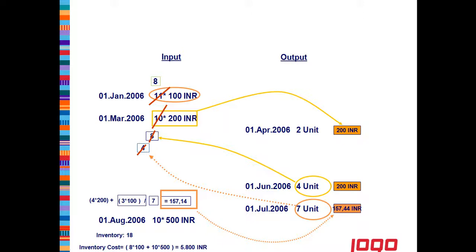So on 1st of August, suppose I have purchased 10 units with a unit price of 500 rupees. So my remaining inventory becomes 8 plus 10, that is 18 units. And the final average unit cost becomes 8 into 100, that is the remaining items left from the first input, plus 10 into 500 for the newly purchased items, so the total inventory cost is 5800 Indian rupees. So this is the LIFO costing method.